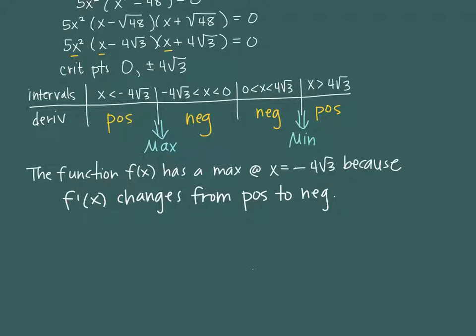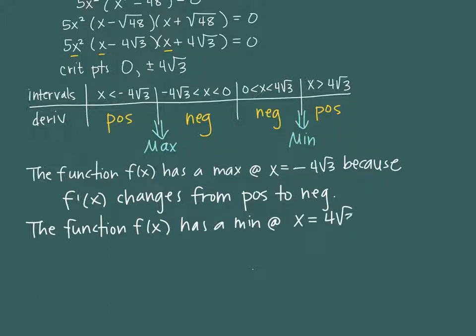And then we can say the converse of that for the minimum when we're changing the other direction. So the function f of x has a min at x equals +4 rad 3 for the opposite reason, because f prime demonstrates a change from negative to positive.